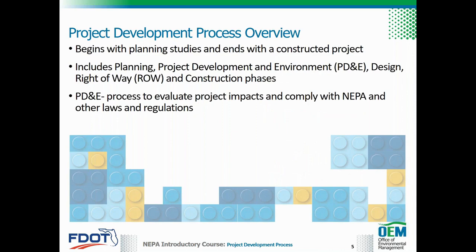The FDOT project development process is comprehensive, involving planning, project development and environment, or PD&E, design, right-of-way, and construction phases. It is important to understand the sequence and interrelation between these phases to successfully deliver a project. PD&E is the FDOT process for evaluating transportation project impacts and complying with NEPA and applicable laws and regulations for federal projects and other regulations for state-funded projects.